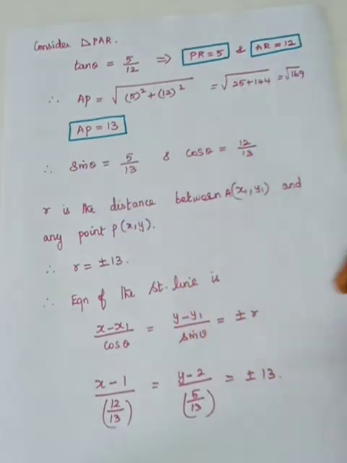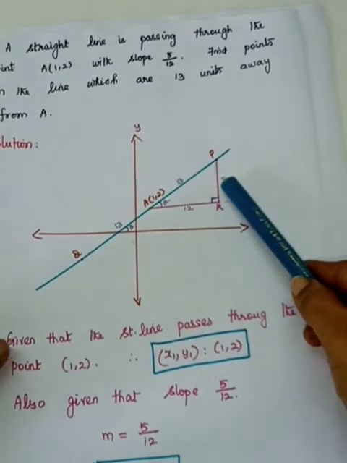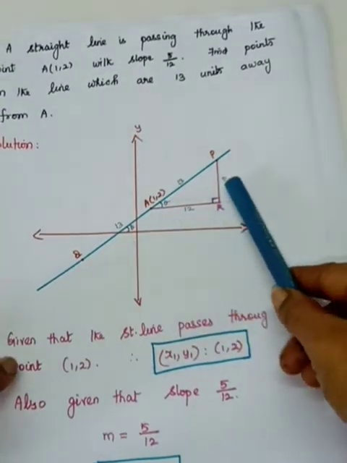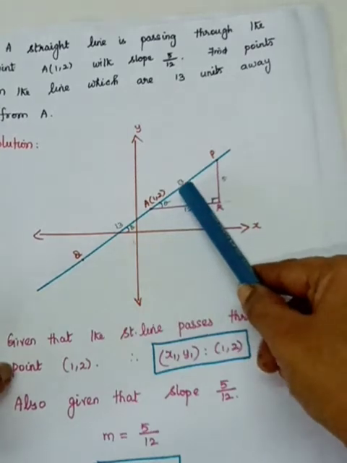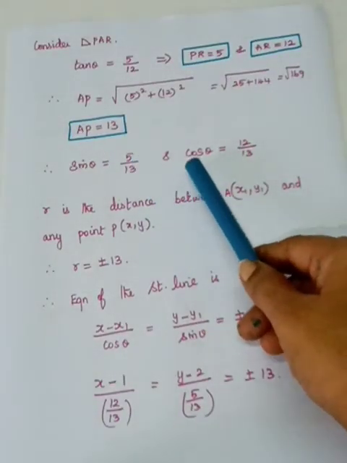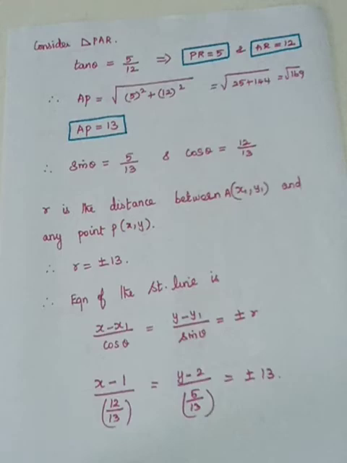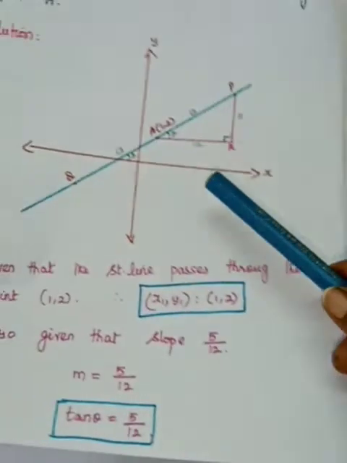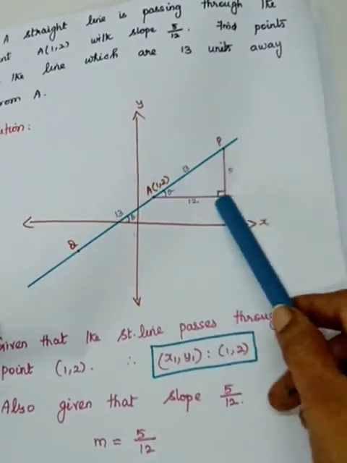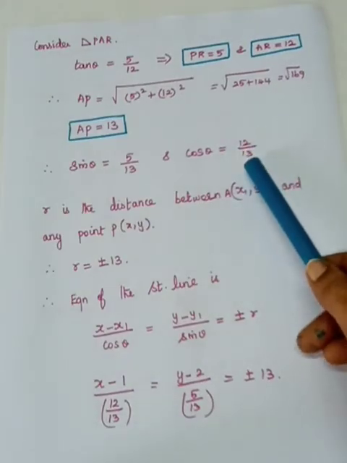Sin theta means what? Opposite side by hypotenuse. What is the opposite side? It is 5 for this angle. And the hypotenuse is this one, so it is 13. So 5 by 13. And cos theta, adjacent side by hypotenuse. For this angle theta, the adjacent side is AR, that is 12, hypotenuse is 13.